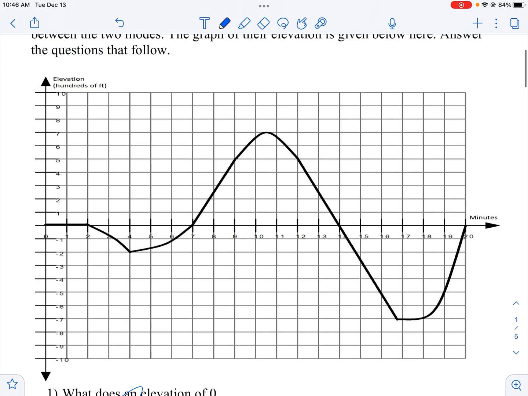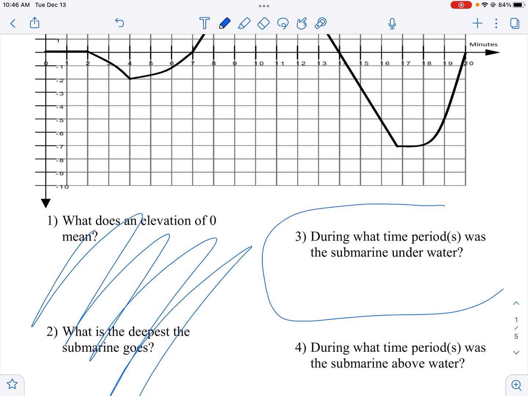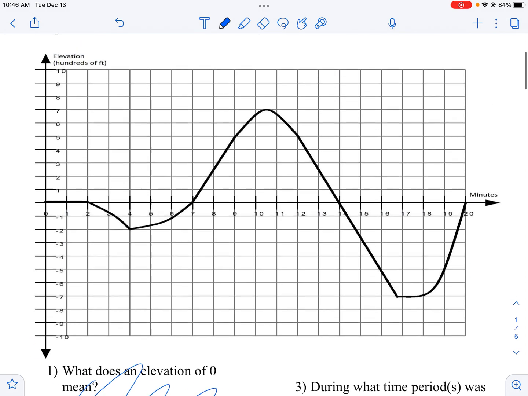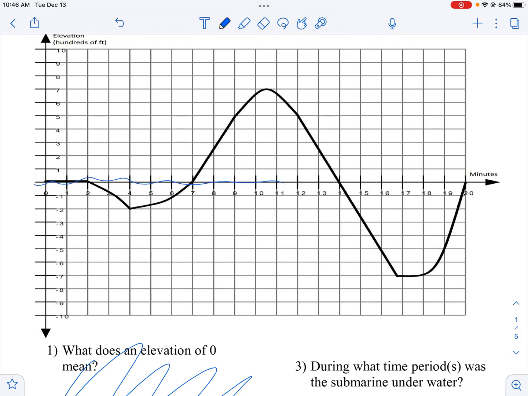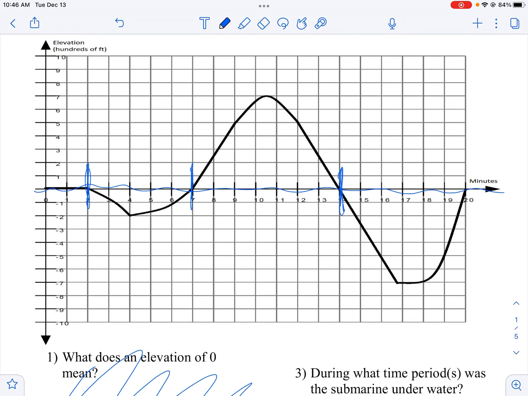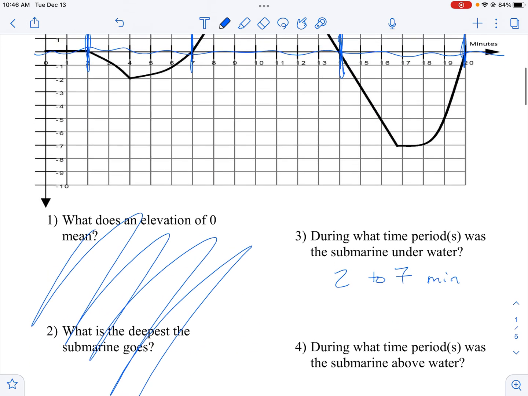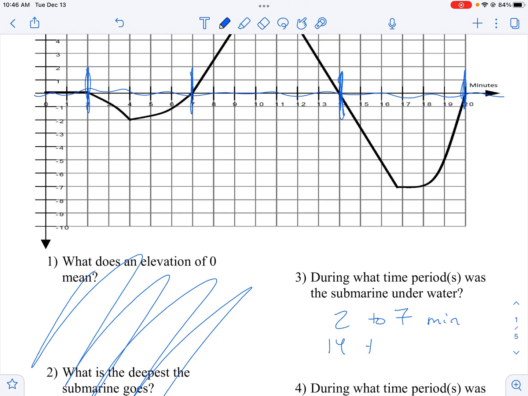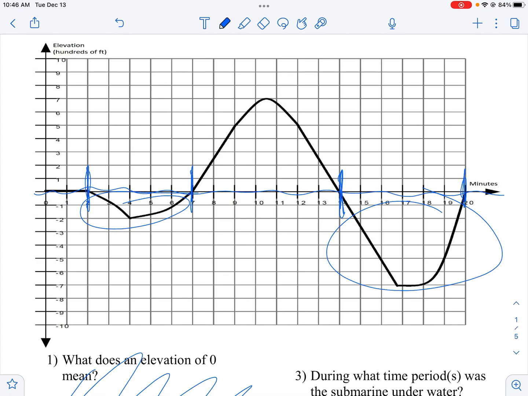Okay, so we got a lovely graph here, and we got a couple questions we're going to answer about it, which is, during what time periods was this submarine underwater? Well, as I look through here, here's my water level, 0 there. So it's underwater here, and it's underwater here. So I got a couple of them. This first one goes between minute 2 and minute 7. So I got, not -2, just between 2 and 7 minutes. And then my other one starts here at 14 and ends at 20, ends at the surface there. So we got 14 to 20 minutes. Nice. Okay, so it's under the water here, underwater here.